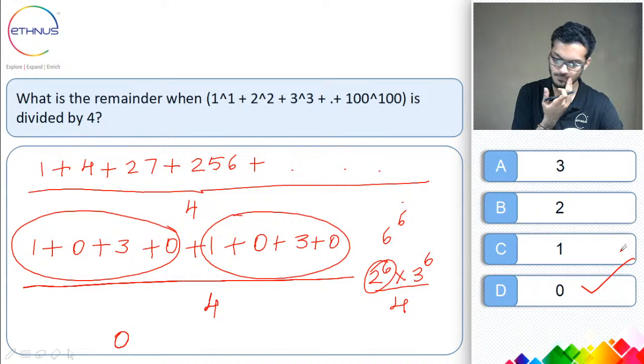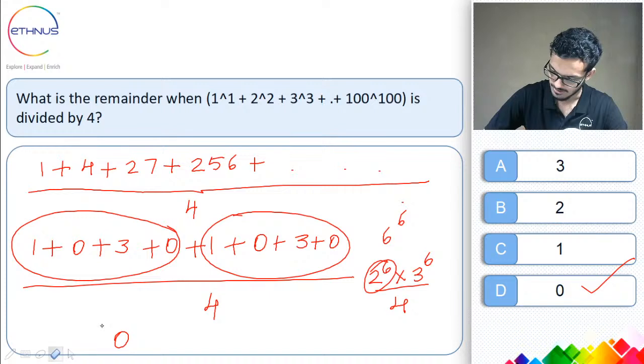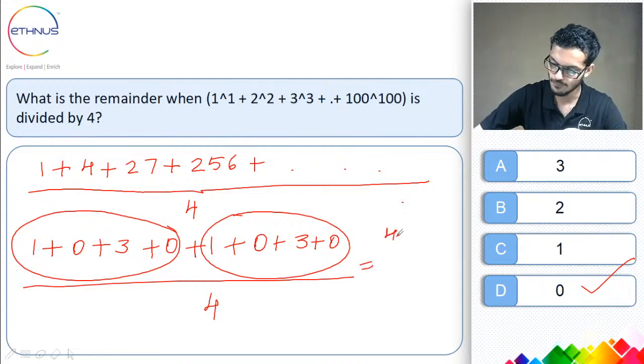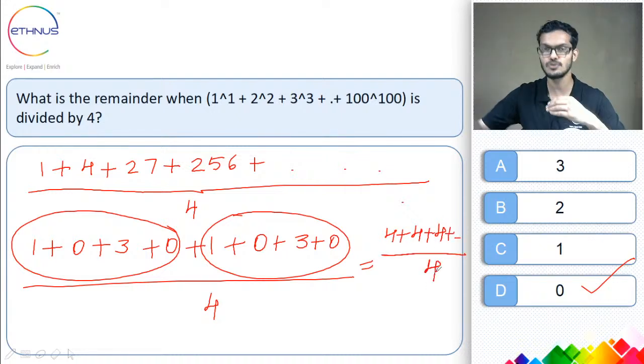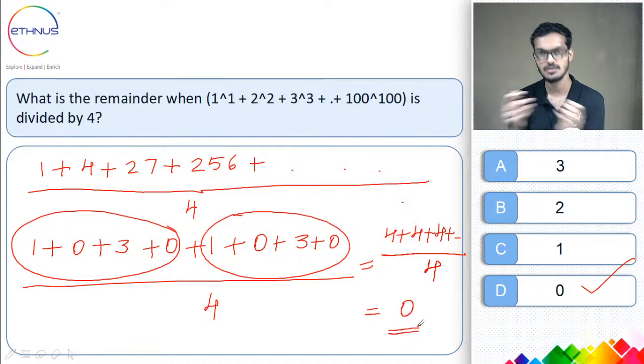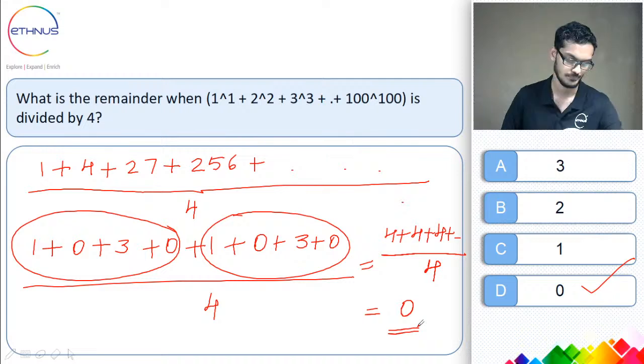So that is the remainder. If I want to elaborate a little bit, let me erase this part. Here, if I take this sum, I'm going to get something like 4 plus 4 plus 4 plus, and it continues, divided by 4. How many 4s? 25 4s, because I'm taking sets of 4 numbers. So every time I divide 4 by 4, I'm going to get remainder 0. So 0 is the correct answer. The remainder will also be 0. Yes, so this is the correct answer for this problem.